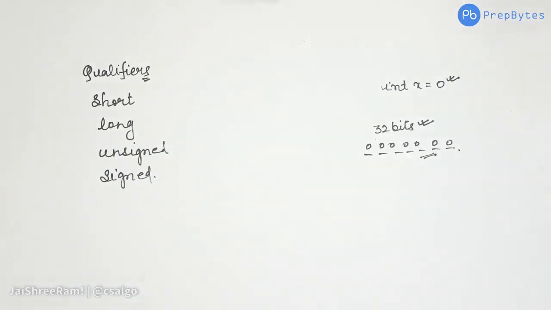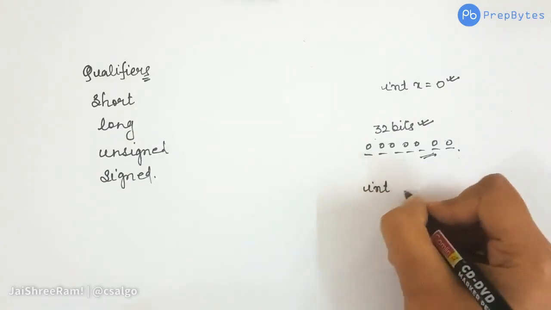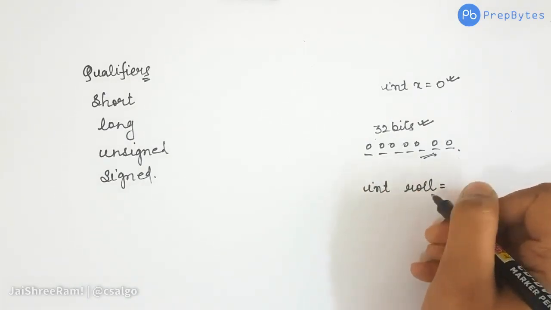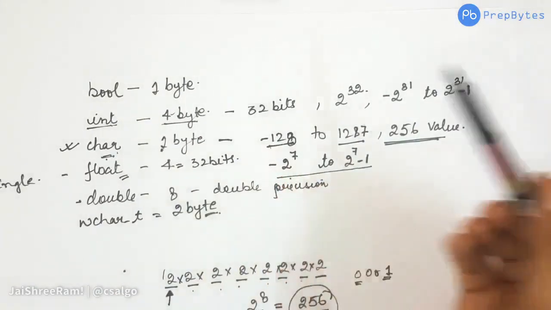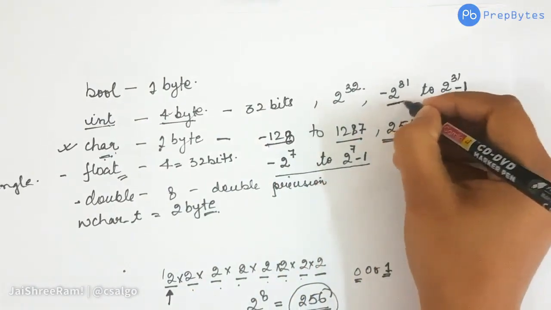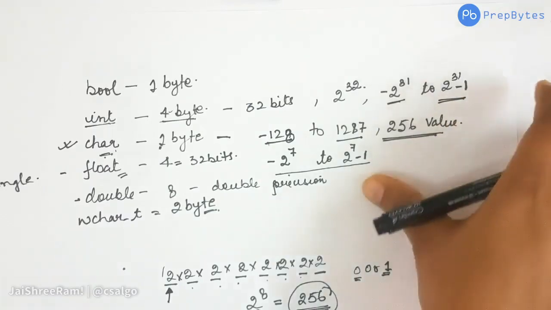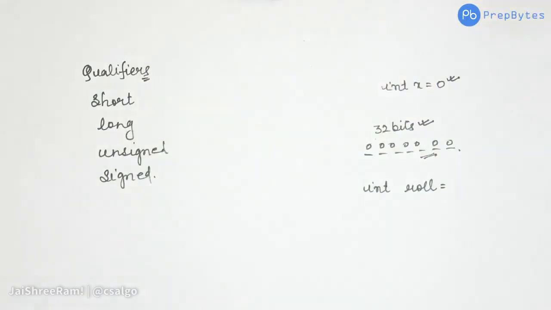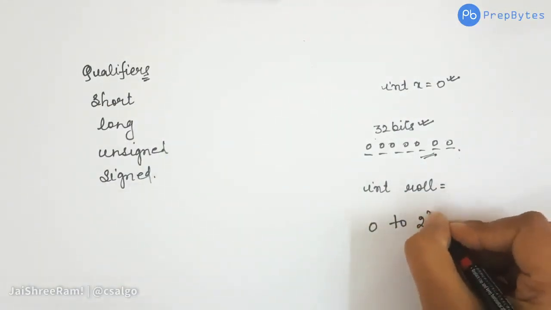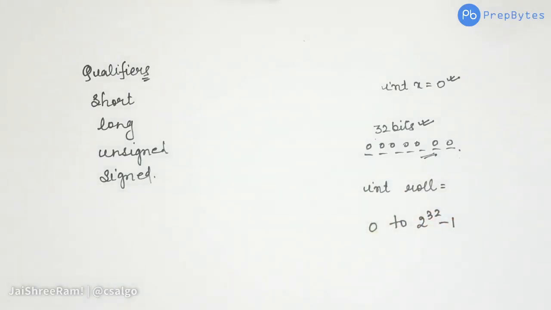Or for that matter, let's say I'm storing the roll number of a student, int roll. We know that roll number can never be negative, and in case of integer, if we are storing negative numbers as well, the range of numbers that we have is -2^31 to 2^31 - 1. But let's say I don't have to store negative numbers. Then I get more positive numbers in my hand. So I may get numbers from 0 to 2^32 - 1. Are you understanding what I'm getting?